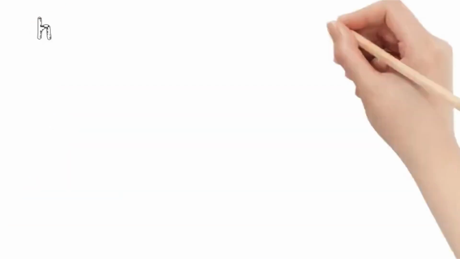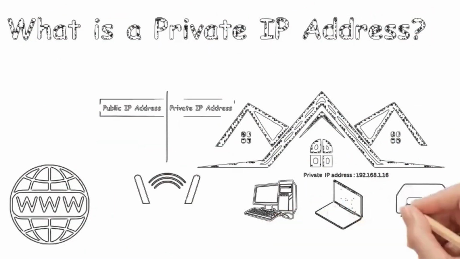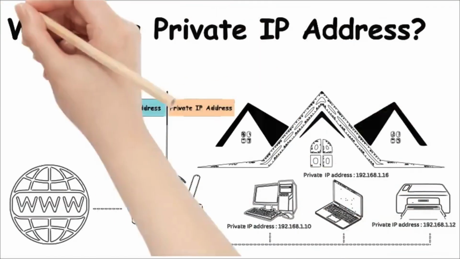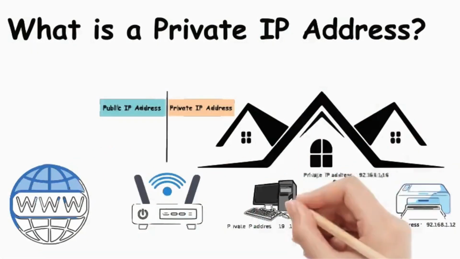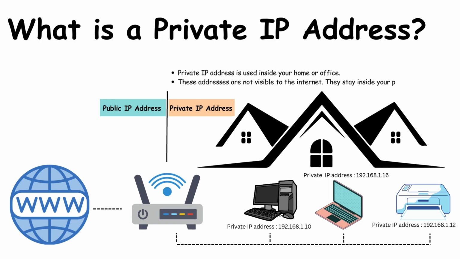A private IP address is used inside your home or office. Your Wi-Fi router or DHCP server assigns these addresses to your devices so they can communicate with each other. You can also assign a private IP address manually to devices. These addresses are not visible to the internet. They stay inside your private network.